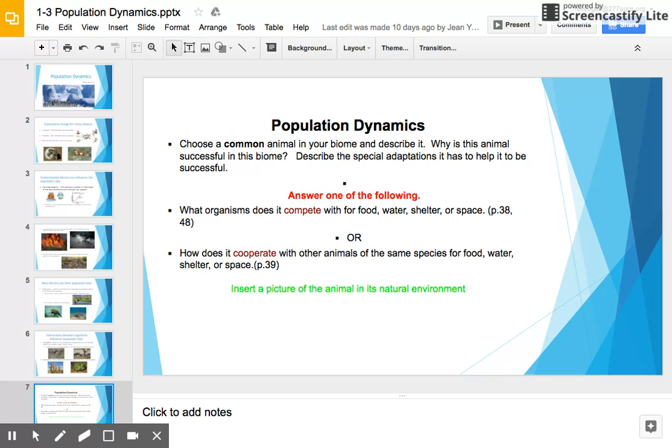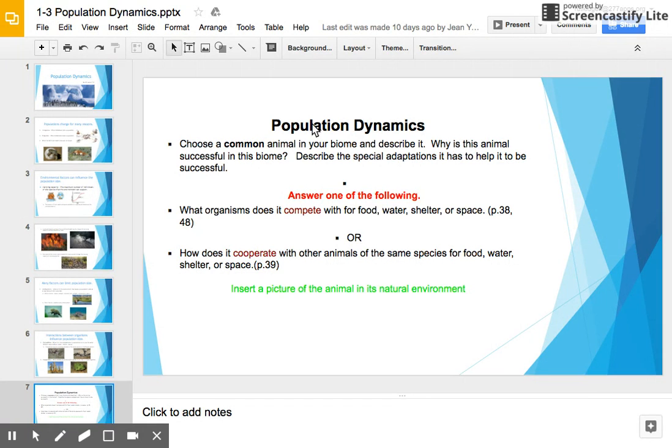In your biome project, slide 4 asks you to address population dynamics. So everyone in their project needs to choose an animal in their biome, one that's common in that biome, and describe that animal, explain why it's successful in your biome, describe the special adaptations it has that help it to be successful in that biome, in that environment.